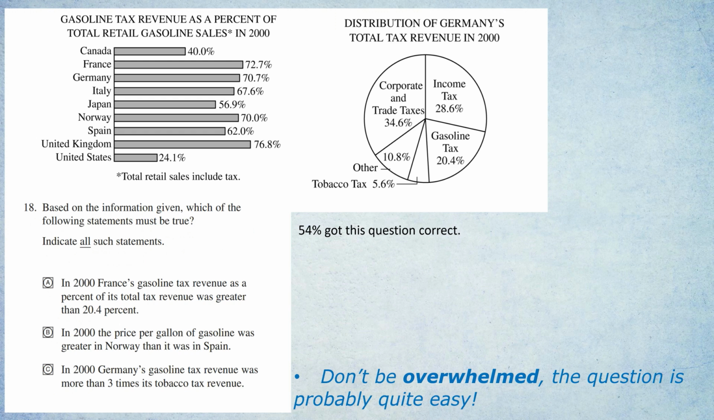Based on the information given, which of the following statements must be true? In 2000, France's gasoline tax revenue as a percent of its total tax revenue was greater than 20.4%. So the only thing we know about France, glancing upwards, which is what I would do, is that France had 72.7% as its gasoline tax revenue as a percentage of its total gasoline sales. But it doesn't say anything about France's total tax revenue, just about its gasoline tax revenue.